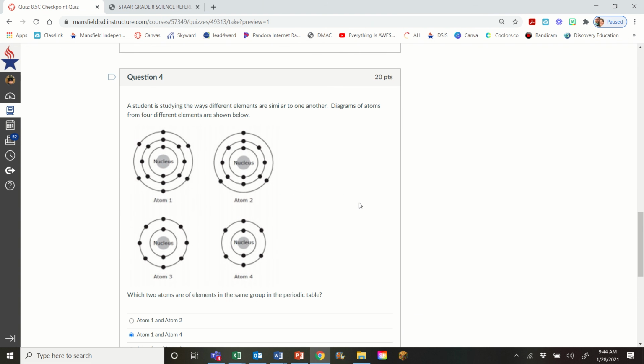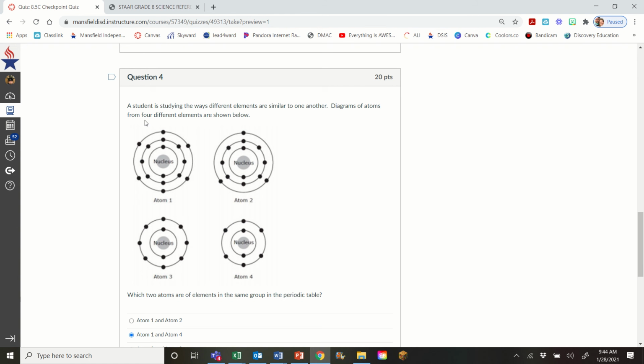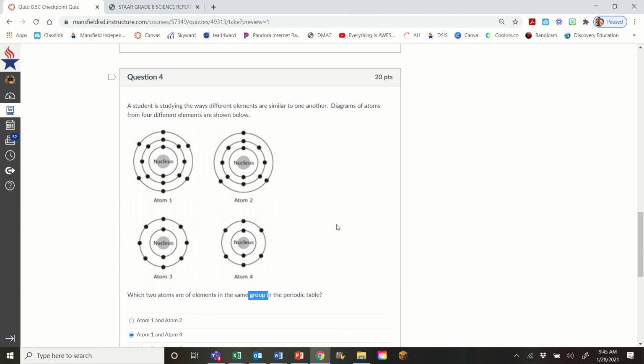All right, question number 4. A student is studying the ways different elements are similar to one another. Diagrams of atoms from 4 different elements are shown below. Which 2 atoms are of elements in the same group in the periodic table? So again, this question requires that you know, similar to this question up here, that groups are organized by the number of valence electrons. So if I look at these different atoms, I need to identify the number of valence electrons for each. And remember, the valence electrons are the number of electrons on the outermost energy level.